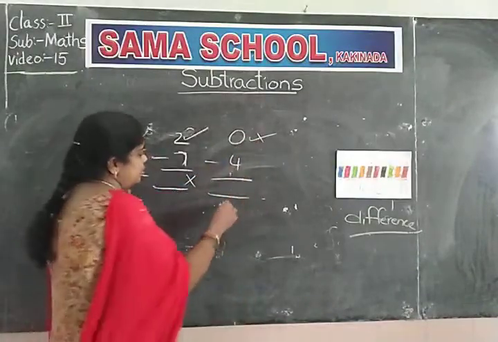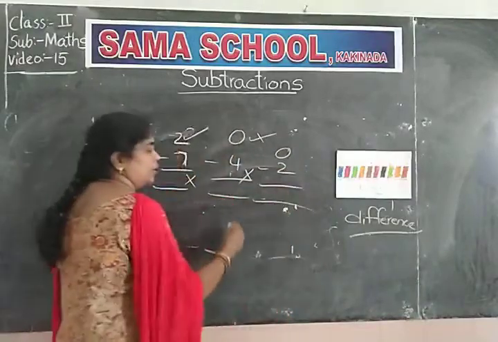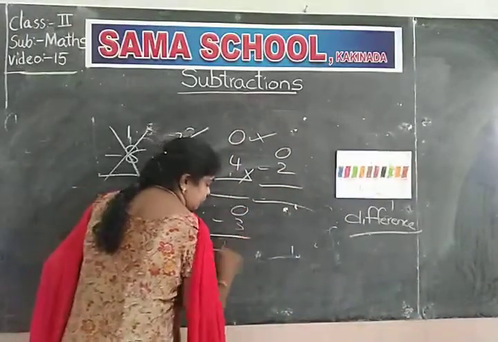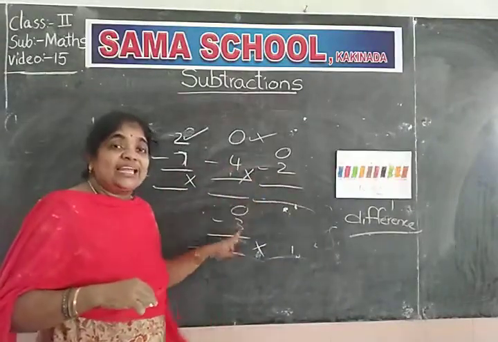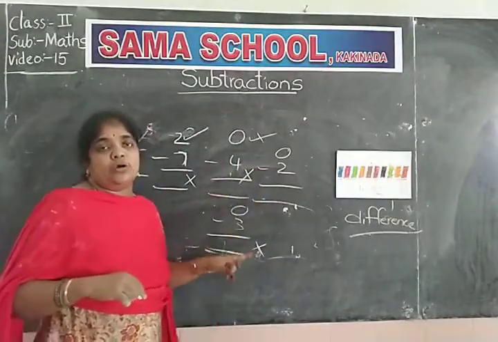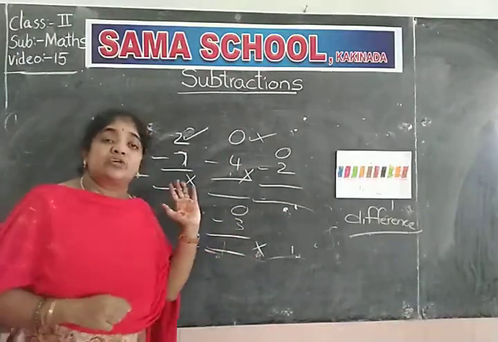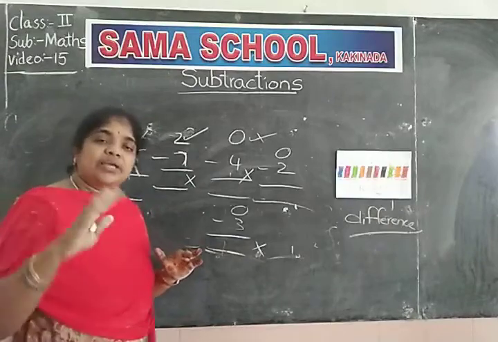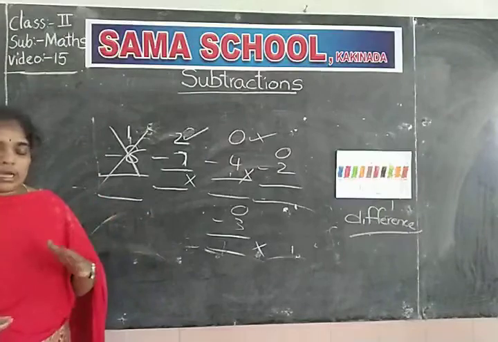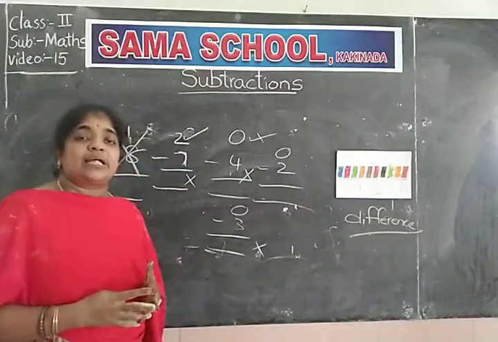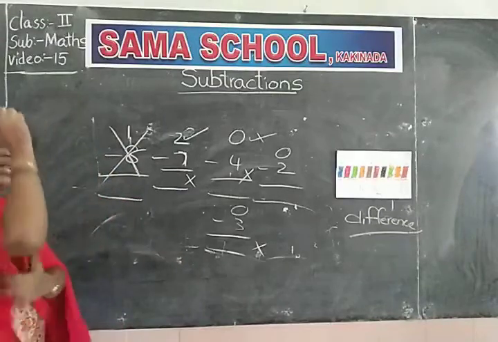0 minus 4? No, it is not possible. 0 minus 2? Not possible. 0 minus 3? It is also not possible. We cannot subtract any number from 0. Do you understand, children? This is quite opposite to addition. In addition, we can add any number to 0, or 0 to any number, and that time we get the same number. But here only one is possible.